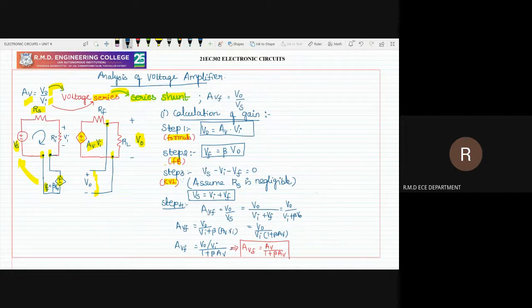Then after substitution, AVF equal to V naught by Vs. Just substitute the Vs equation here. Vs will be equal to Vi plus Vf. So here we have the Vf answer. Vf is nothing but beta into V naught. V naught will be equal to AV into Vi. So likewise you have to substitute each and everything. After finally substituting, we are getting V naught by Vi into 1 plus beta AV. Therefore V naught by Vi, which we already derived, is called AV. Likewise, this is the calculation of the voltage gain.